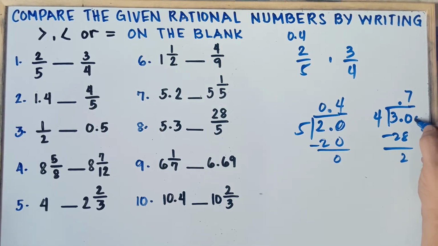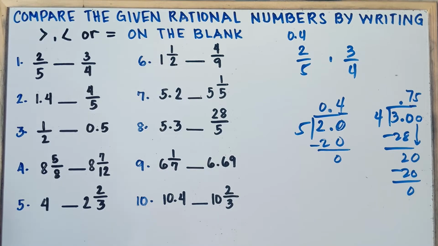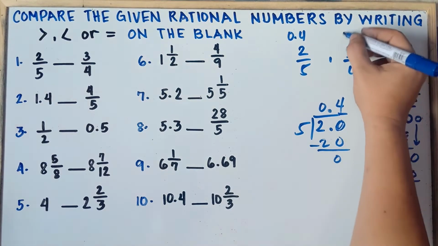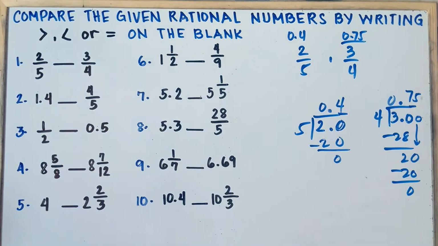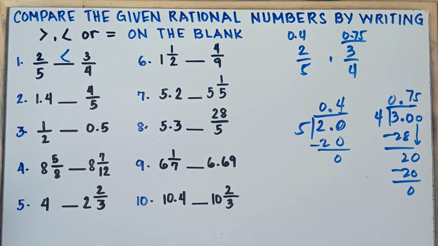You bring down another 0 because 2 divided by 4 cannot be, and add 1 0. So 20 divided by 4, that's 5. 5 times 4, that's 20. Subtract, that is 0. So 0.75. Of course, we know 0.75 is greater than 0.4. So therefore, 2 over 5 is less than 3 over 4.